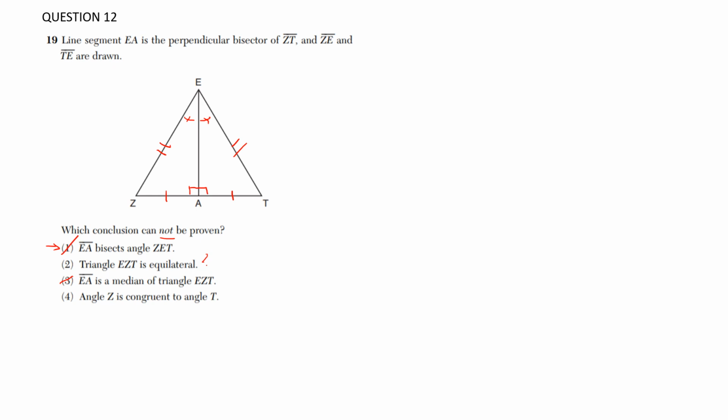It's correct as well. Finally, we have angle Z is congruent to angle T. Now we said it's an isosceles triangle, so we know that these two angles are also identical. Therefore, our answer is 2.